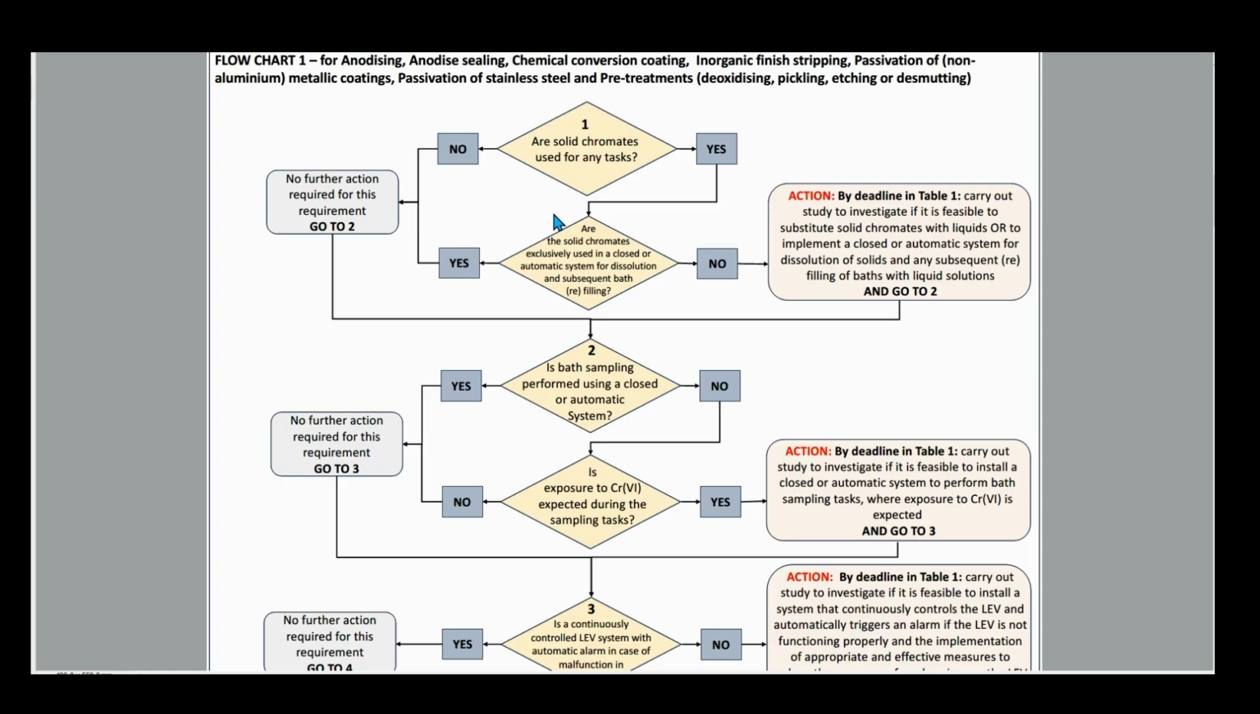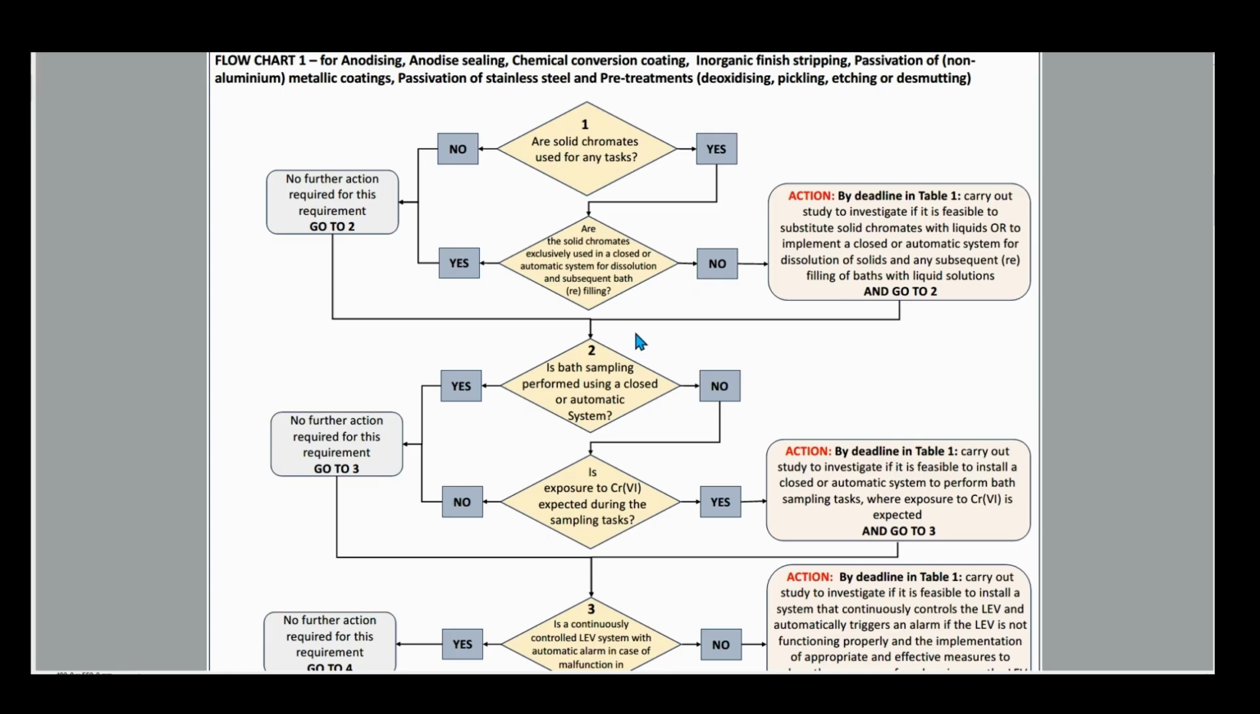In case the answer is no, then you need to take an action. This means that you must carry out a study to determine whether it is feasible to substitute solid chromates with liquids or to implement a closed or automatic system for the dissolution of solids and any subsequent refilling of the bath with liquid solutions. For finalizing the feasibility study, a use-specific deadline of either 28 October 2025 or 20 January 2026 is given in Table 1. Afterwards, we proceed to measure 2.